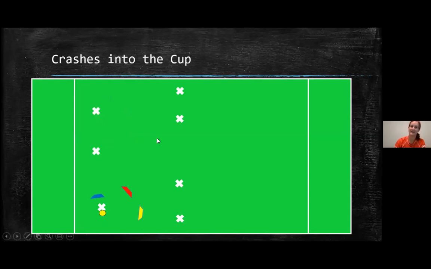All right, next one. What we mean by someone crashing into the cup is an offensive player that's not the thrower comes into this area that the cup's covering. So for example, here we have one of the cutters that comes in there. So what do we do about that? Your first option, just ignore it.